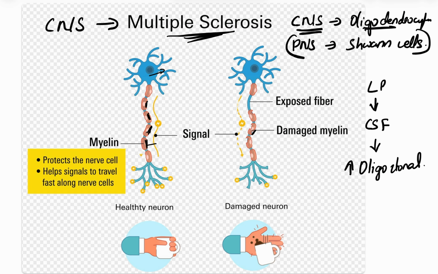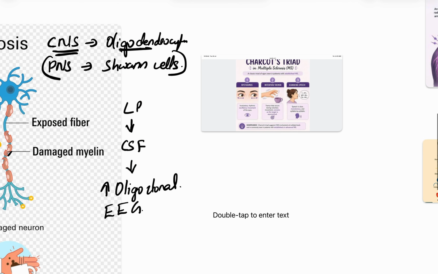Why? Because oligodendrocytes are affected here, and increased oligoclonal antibodies will be there in a patient who has multiple sclerosis. Also the patient will have elevated proteins, and this can also be diagnosed by EEG. By doing a proper electroencephalogram, we can also diagnose the person with multiple sclerosis. Other than that, what are the symptoms the patient is going to show? So we'll discuss that now.